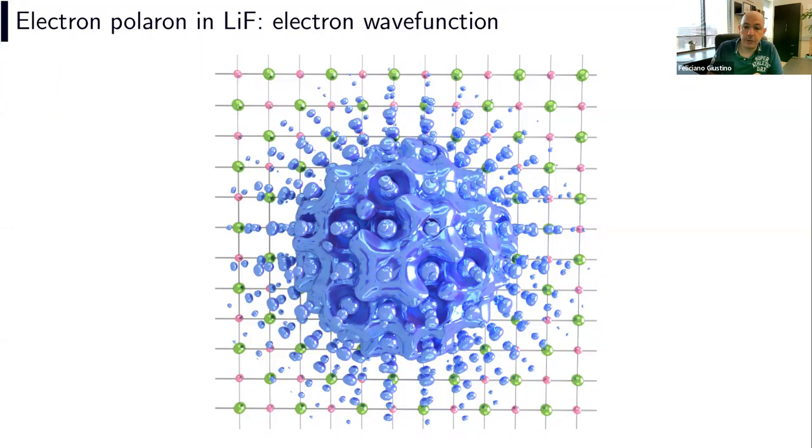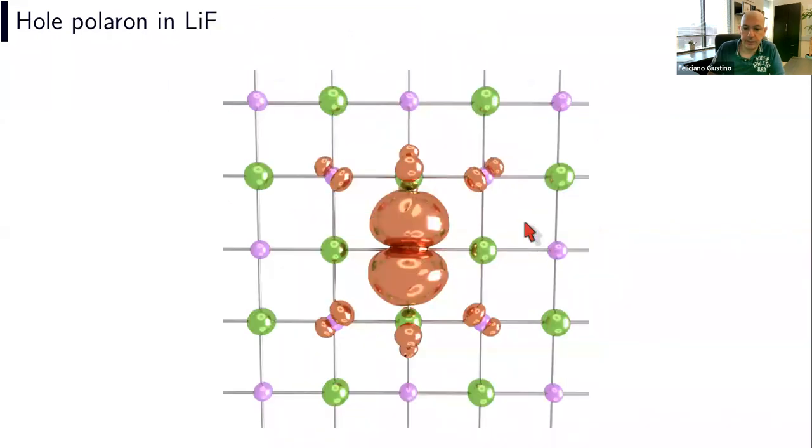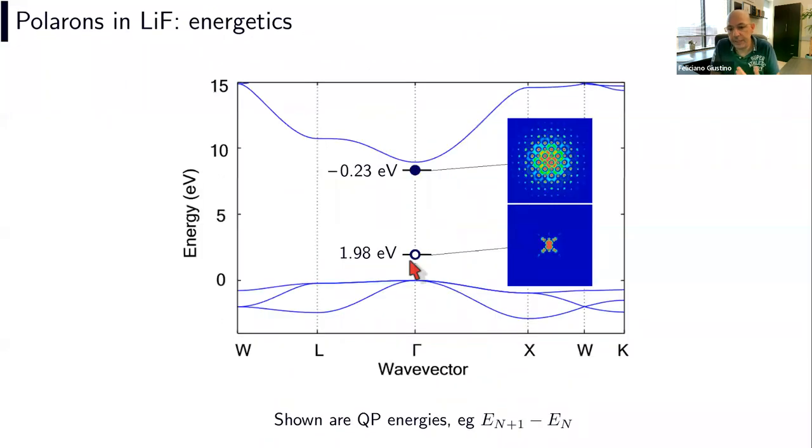In the same system, if instead of adding an electron, you remove an electron, so you create a hole polaron, the scenario is completely different. What you find is that this object spans only a couple of unit cells, okay? So this is essentially a linear combination of two p orbitals. So that's a very small polaron. And what is interesting in this context is that in the same crystal, you just look at the valence or the conduction, you find completely different behavior.